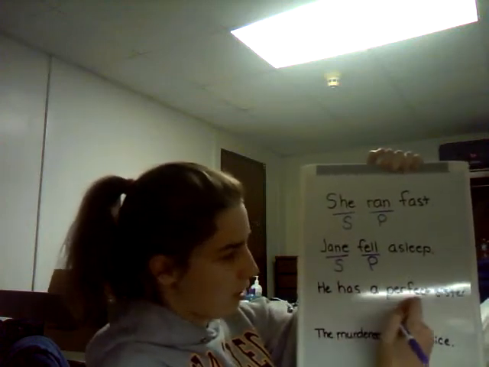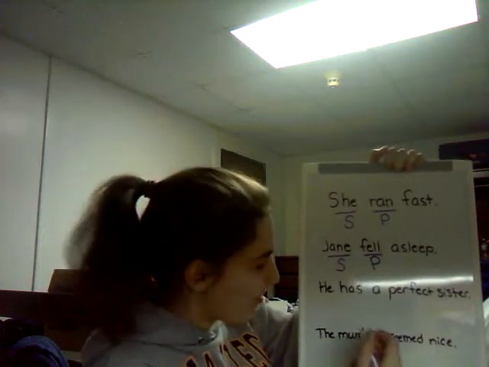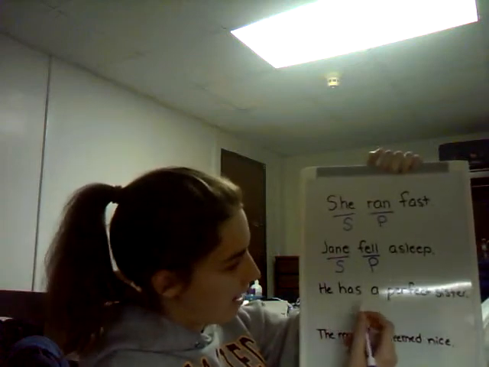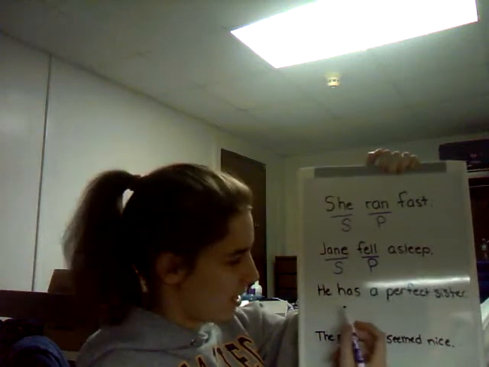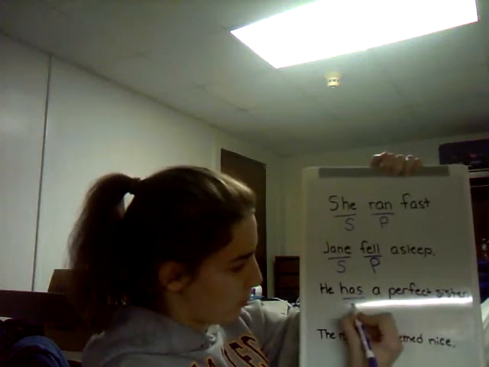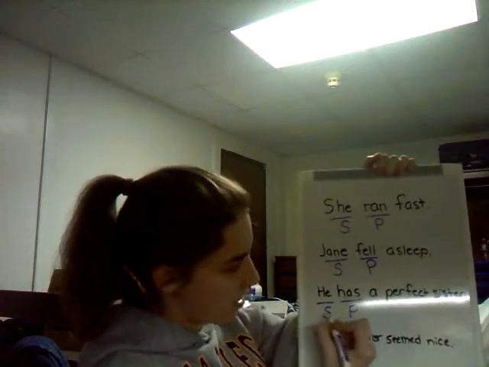He has a perfect sister. How fitting. I wonder how that wound up on there. All right, so which of these can you do? He has a perfect sister. Can you have? Yeah, you can have. So that's going to be your verb, that's going to be your predicate. And then who's doing the having? It's going to be he, and there's your subject.